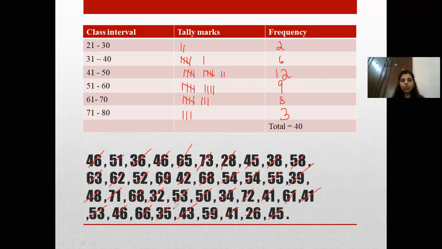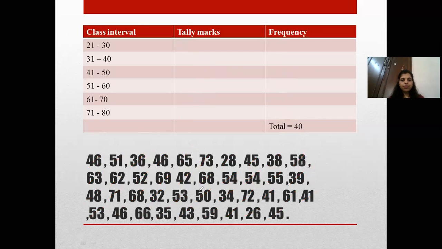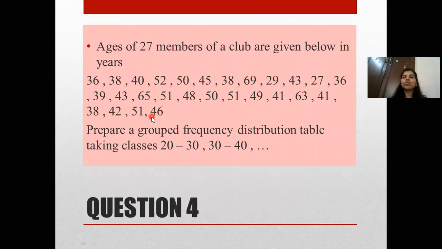Okay, children. Now we go to the next question. In the next question, you can see ages of 27 members of a club are given below, and it is in years.